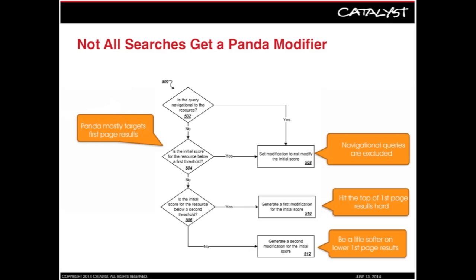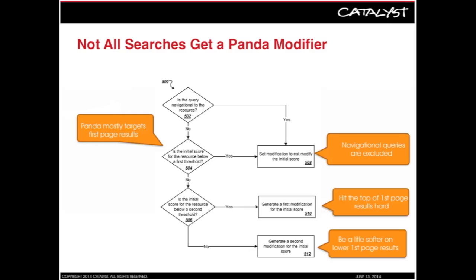So then it asks, is the score for the resource below a second threshold? Let's say that second threshold is the 5th ranking spot. If it's below the 5th ranking, so it's in position 5, 6, 7, 8, 9, then generate a first modification score. And that modification score is going to be a little softer than if the resource actually ranked in position number 1. Then it's going to be hit a little bit harder by that Panda modification score.